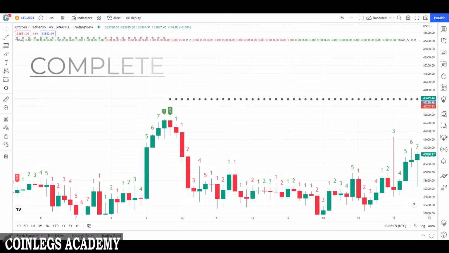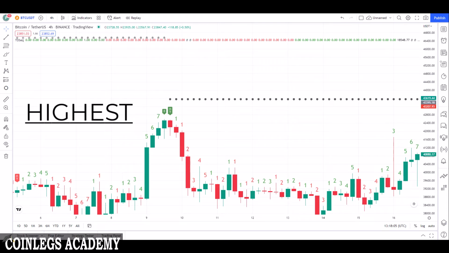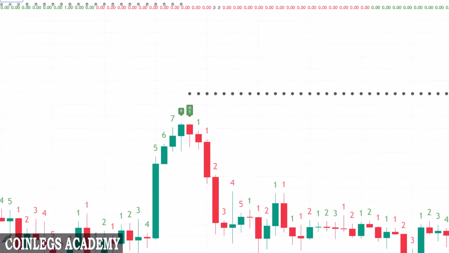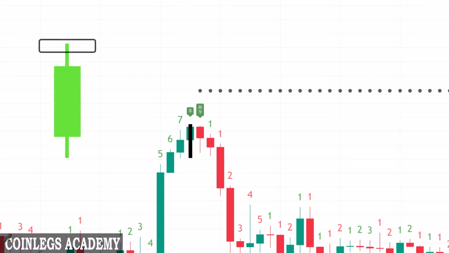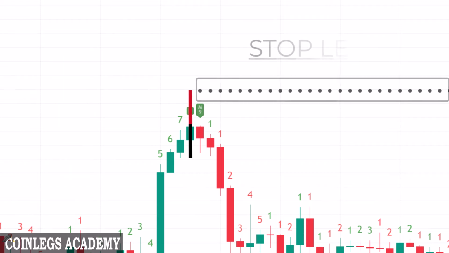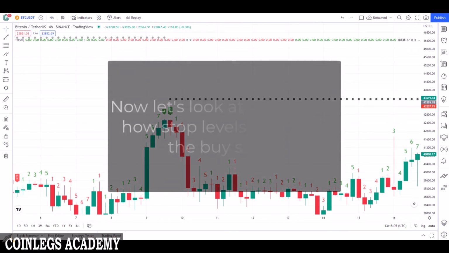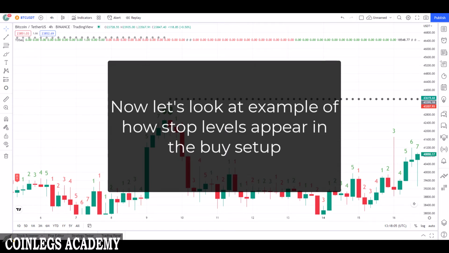When the sell setup is complete and 9 is obtained, we are looking at the highest bar on the setup. In this example, we have the highest bar here. Then the size of this bar is taken. That is the distance from the highest point to the lowest point. And if we add this length to our bar, we get our stop level, and we can make a successful trade with it. Now let's look at the example of how stop levels appear in the buy setup.